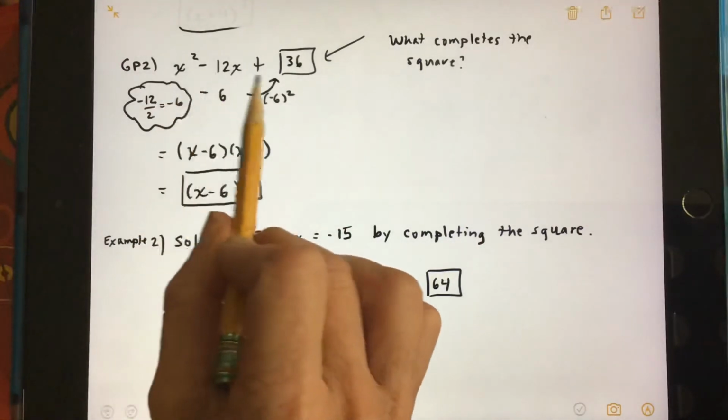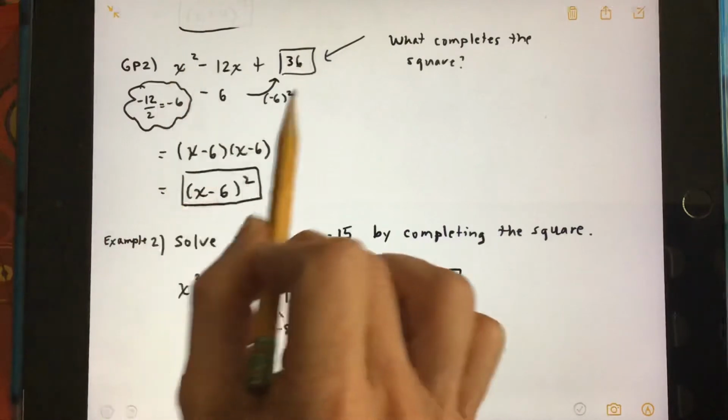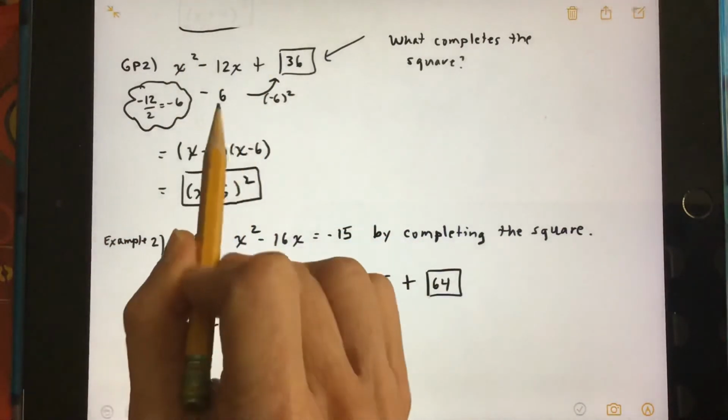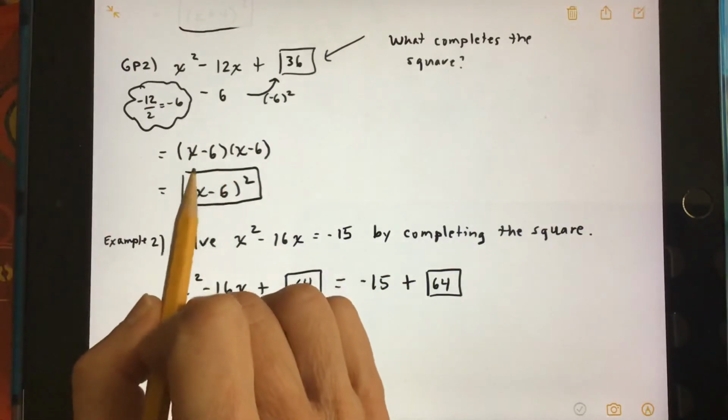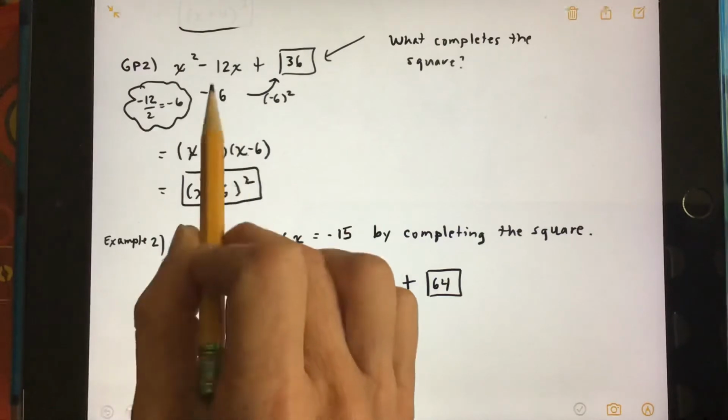Okay, here's our perfect square trinomial that we have just finished completing the square. Now we need to rewrite this perfect square trinomial in square form. So we're going to rewrite it using this minus 6. Both binomials, if we write it separately, will be x minus 6 times x minus 6. We pull that minus 6 down.